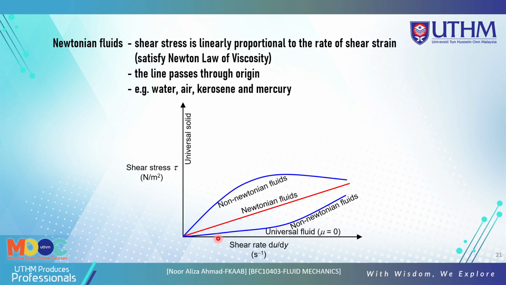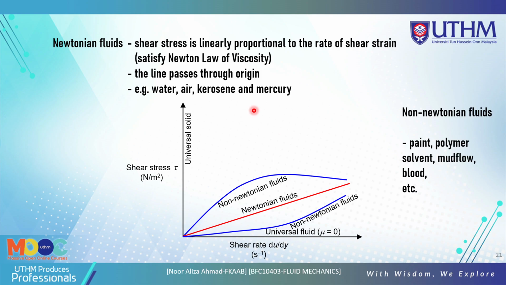The straight red line here is the Newtonian fluid, for example water, air, kerosene, and mercury. Non-Newtonian fluids are paint, polymer, solvent, mud flow, blood, and so on. So this is the difference between Newtonian fluid and non-Newtonian fluid.